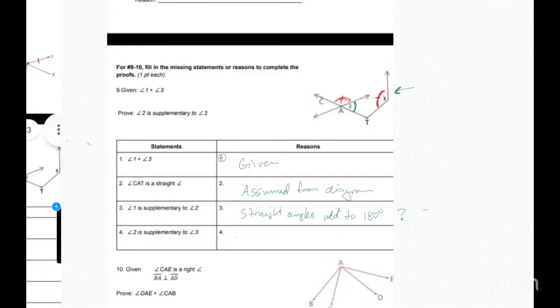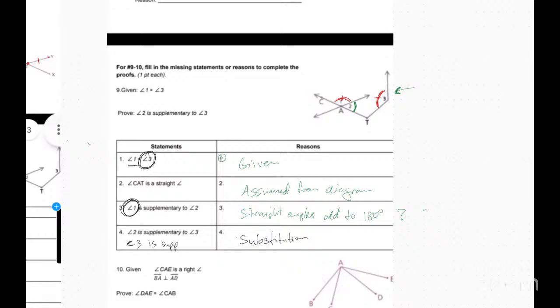Yeah, I think actually we can use the substitution property, because look what we can do. I think that's what they want you to use. See, if I substitute 3 for 1, because 1 is congruent to 3, then I will have 3 is supplementary to 2. I think it would be better if we wrote it like that instead. That's how I would write it, which is saying the same thing.